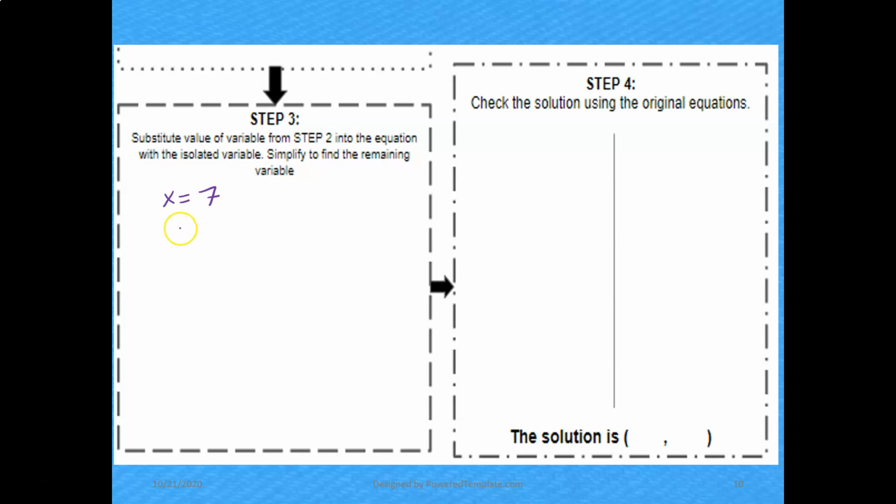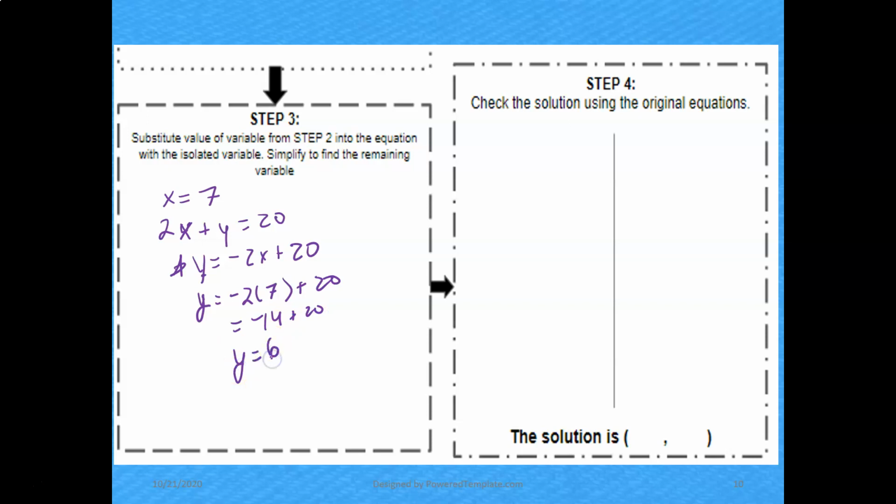I took my simplified form. So remember we started with 2x plus y equals 20, and I simplified it to y equals negative 2x plus 20. I could use either one. I chose to use this one because it's already solved for y. Negative 2 times 7 plus 20, negative 14 plus 20. I get that y equals 6.